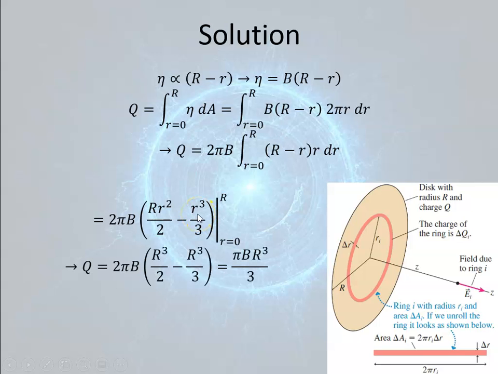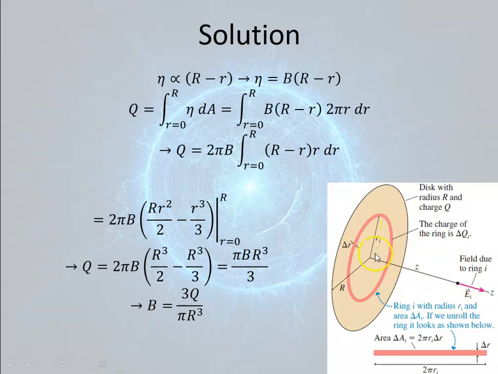So plugging in the top one gives us big R cubed over 2 minus big R cubed over 3 inside the parentheses. That's big R cubed over 6. And 6 is 2 times 3, so you can cancel a factor of 2, and you get pi b big R cubed over 3. Okay, so from that, we solve for the normalization constant.